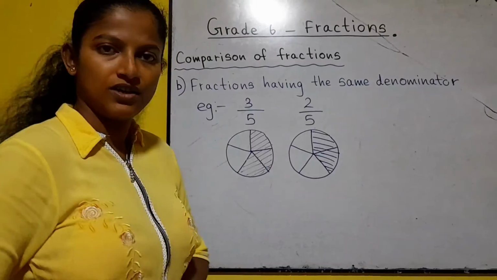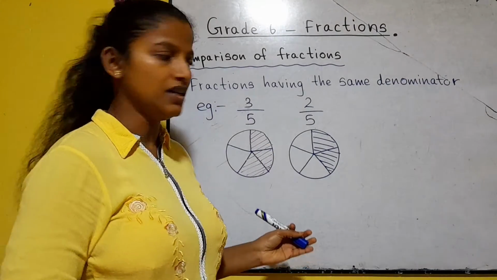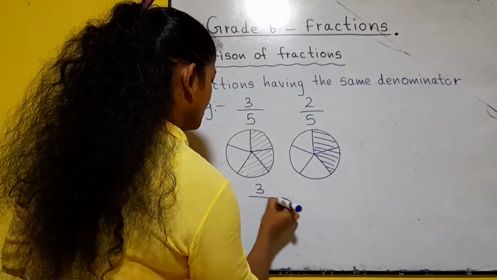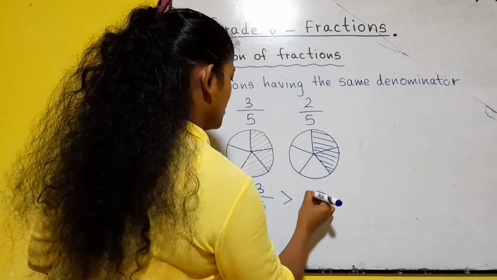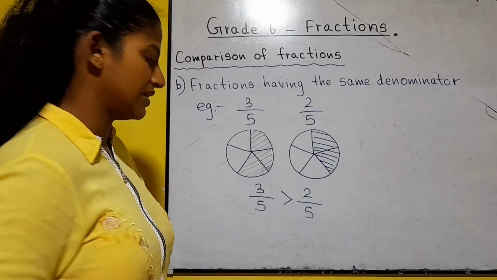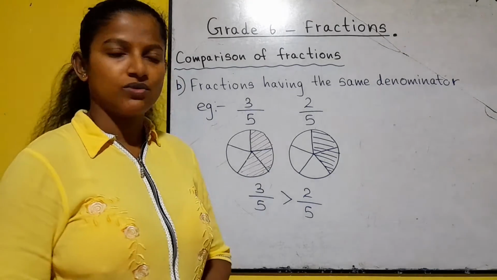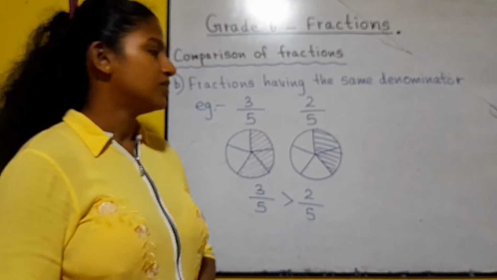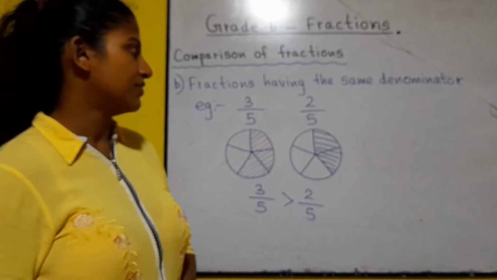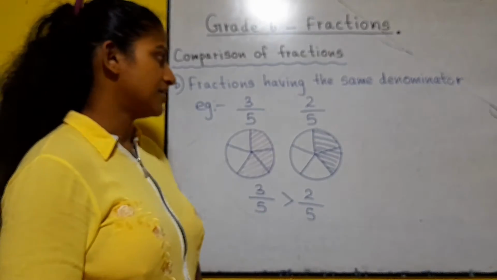Then what can you conclude here? The larger portion is in the first circle. So the fraction 3 over 5 is greater than 2 over 5. The fraction 3 over 5 is greater than the fraction 2 over 5. So the last conclusion is, if you have two fractions with the same denominator, then the fraction with the largest numerator is the largest fraction.